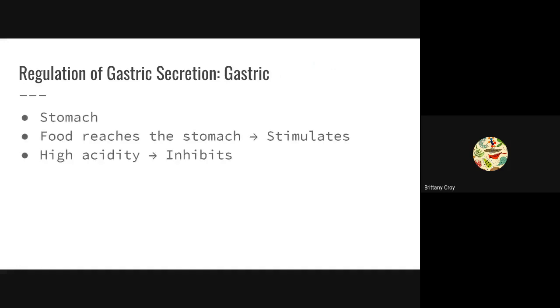Gastric regulation. Gastric means stomach, and this one should be more obvious to us. So, the presence of food in the stomach stimulates the stomach to start producing gastric secretions. And then, after the food gets digested, it increases the acidity of the stomach. And that higher acidity is a signal to stop releasing gastric juices. It has its own mechanism to turn itself off.